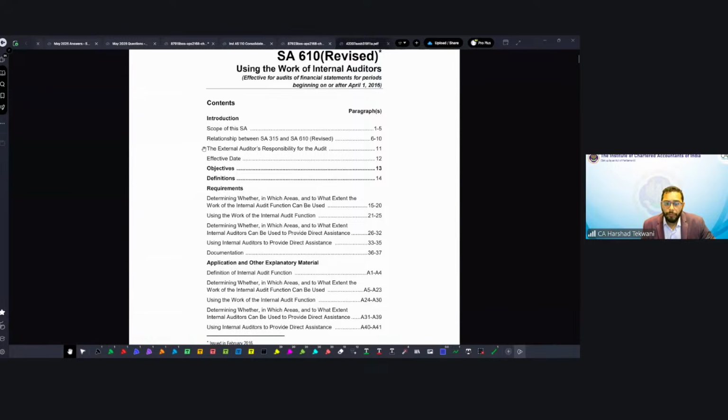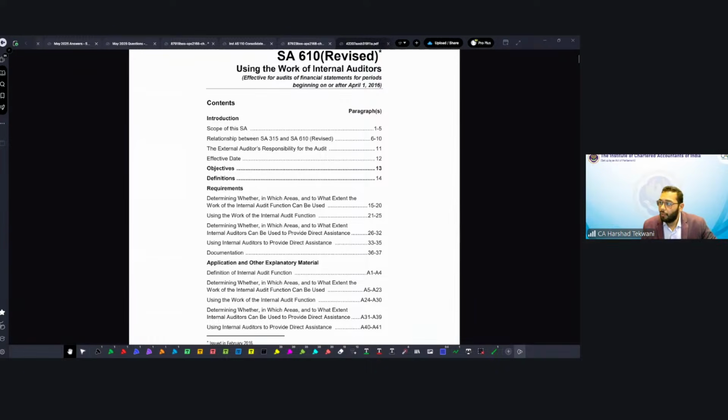When I talk about SA 610, it divides into two areas. First, when we have to rely upon the work performed by the internal auditor. Second, when we actually need to obtain direct assistance. These are two separate scenarios of using the work of the internal auditor, so we have to answer the point in two separate ways.